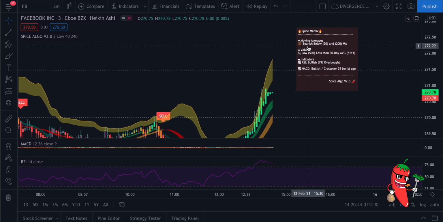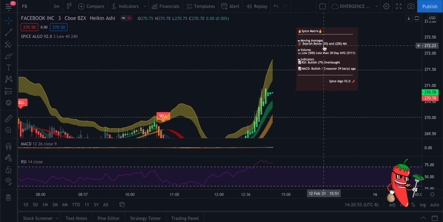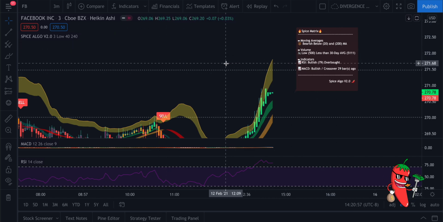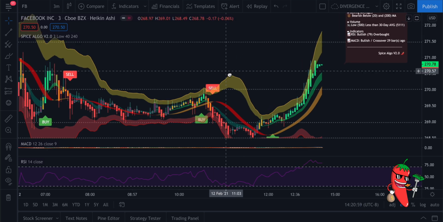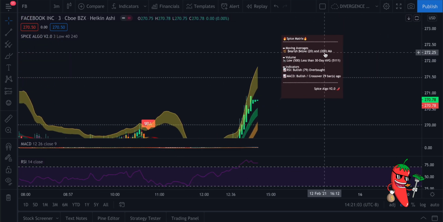And then the bearish below the 20 and 200 MA, this just helps you understand that on the 1 day period the 20 and 200 moving average is bearish. That means price action is below these moving averages, to help you understand that the longer term effect of Facebook as of right now is bearish. That's what this is supposed to let you know. The volume is supposed to help you know when you're fighting in a range.